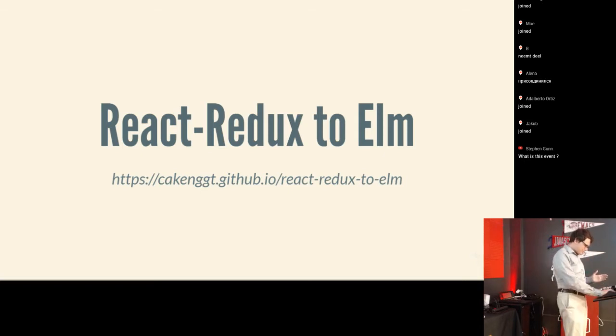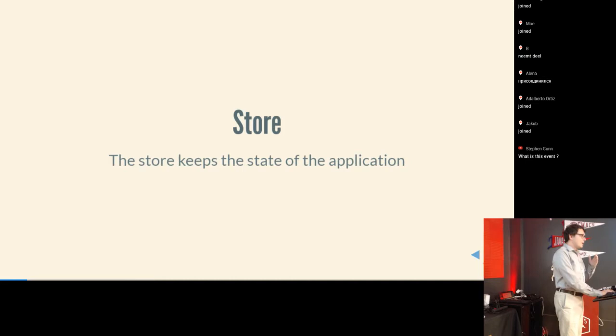So let's see. We're going to be going over concepts that are familiar to both Redux and Elm, and then I'm going to be giving generalized definitions that apply to each one of them. So, for example, the store. A generalized definition that is shared between both Redux and Elm, and a lot of these are going to be shared because Redux was based off of Elm. A store just keeps the state of the application.